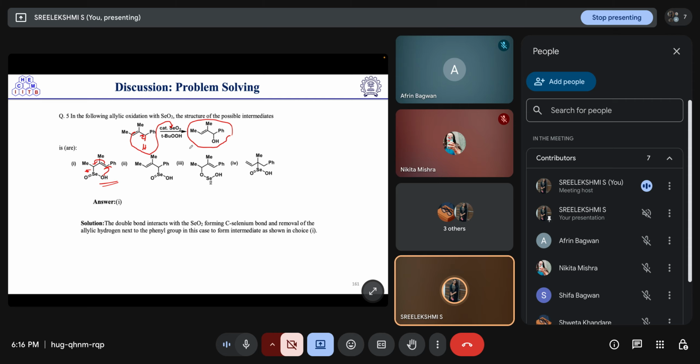So this I showed in a concerted manner. Here they have explained it in a stepwise manner. First SCO2 forms this carbon selenium bond, then this allylic hydrogen will be removed and this will attack over the center.